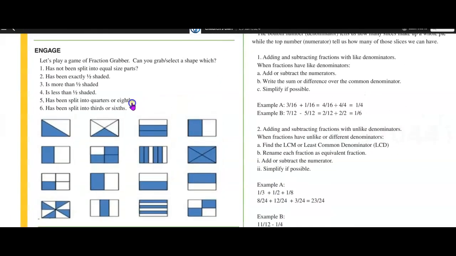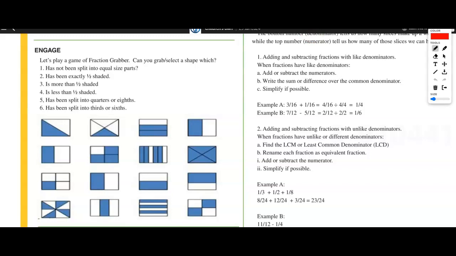All right, let's look. Exactly a half, okay, that's exactly a half. Less than a half, well, of course, this is less than a half. Okay, that's a quarter. This is 1/4. This is a half. Oh, this is more than a half. This one is more than a half. This would be 3/4.